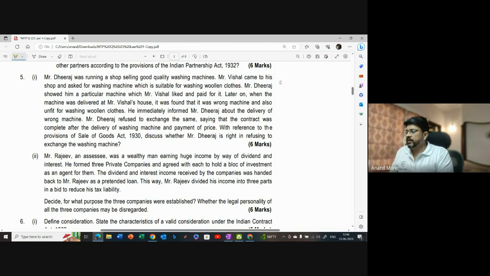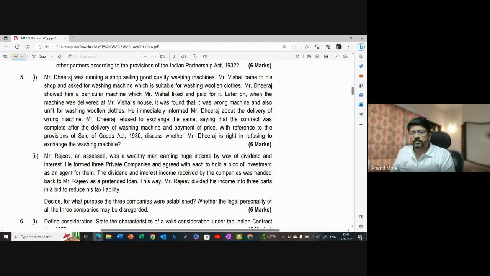Later on, when the machine was delivered at Mr. Vishal's house, it was found that it was the wrong machine and also unfit for washing woolen clothes. He immediately informed Mr. Dheeraj about the delivery of the wrong machine. Mr. Dheeraj refused to exchange the same, saying that the contract was complete after the delivery of the washing machine and payment of the price. With reference to the provisions of the Sale of Goods Act of 1930, discuss whether Mr. Dheeraj is right in refusing to exchange the washing machine.